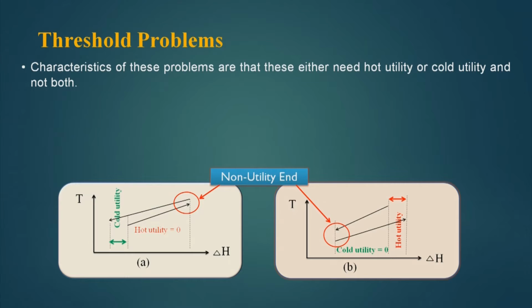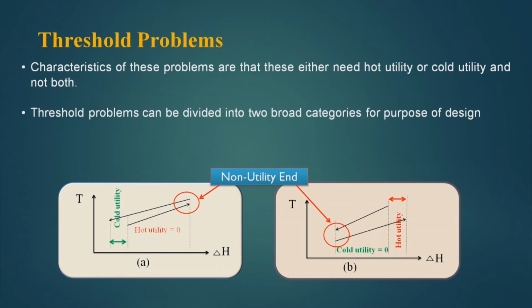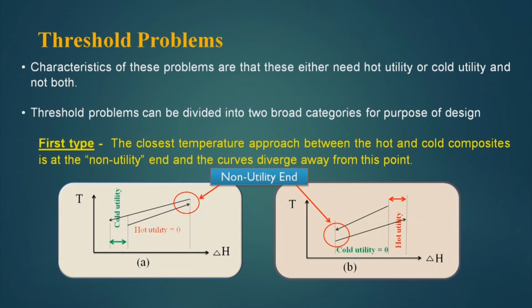Characteristics of threshold problems are that these either need hot utility or cold utility, but not both. Threshold problems can be divided into 2 broad categories for the purpose of design. The first type: the closest temperature approach between the hot and cold composites is at the non-utility end, and the curves diverge away from this point. Now, this shows 2 examples of such problems.